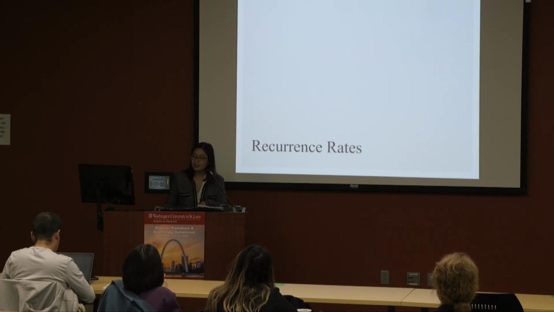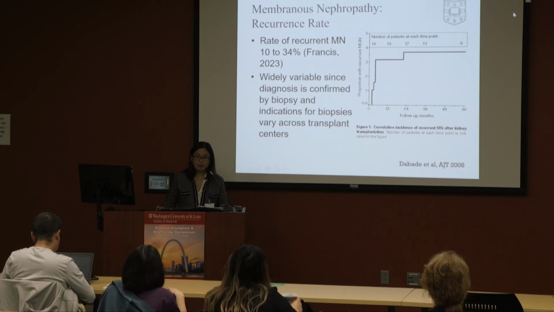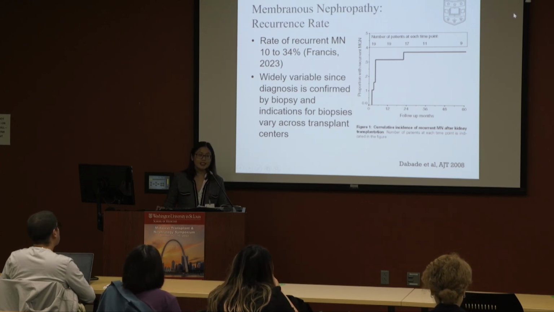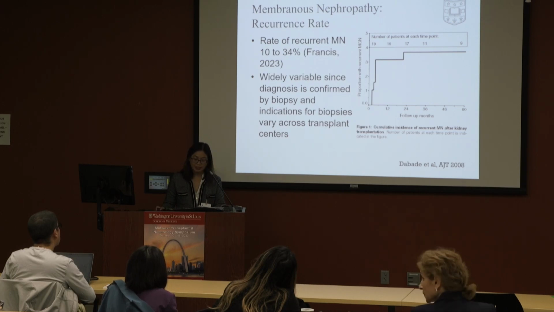So how often does it recur, membranous nephropathy? So the rate of recurrence is widely variable. This depends on the study done and whether the center conducting the study does surveillance or protocol biopsies. So for instance, in this study, they followed 19 patients that did protocol biopsies, and 8 out of 19, or as high as 42% in this case, had recurrence at around 12 months post-transplant.